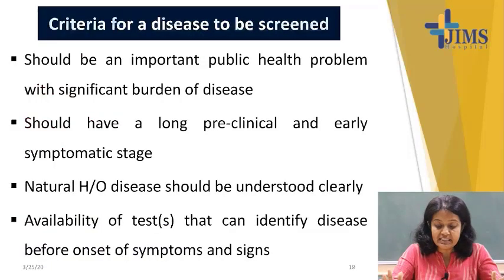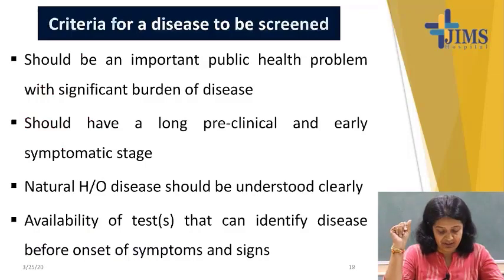First, the criteria for the disease to be screened. The disease to be screened should be an important public health problem with significant burden of disease. We can take the example of our ongoing coronavirus outbreak. Here we are screening for fever. It should have a long preclinical and early symptomatic stage. What is the natural history of the disease? That is the course a disease agent follows inside the host on getting introduced. It may have signs and symptoms, may go to death, may have natural recovery, everything may happen. And this should be clear for the disease to be screened.